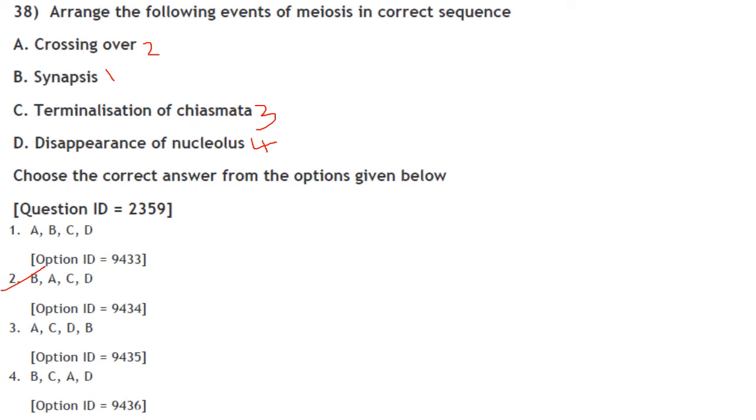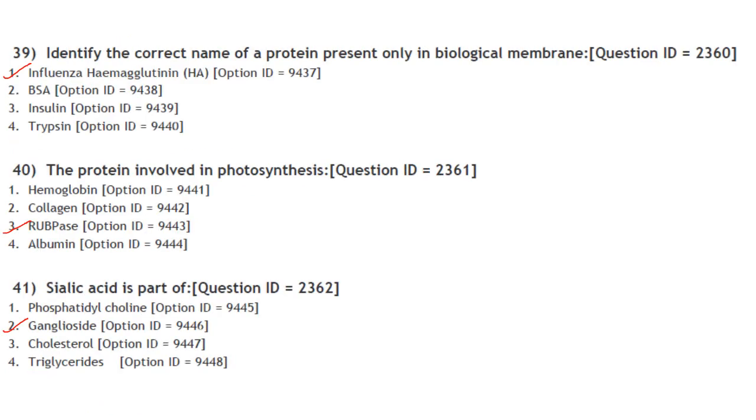Then arrange the following events of meiosis in correct sequence. So first is synapsis, then crossing over, then terminalization of chiasmata, and then disappearance of the nucleolus. So here also BACD, option 2. Then identify the correct name of the protein present only in biological membrane. It is influenza hemagglutinin. Answer is option 1.